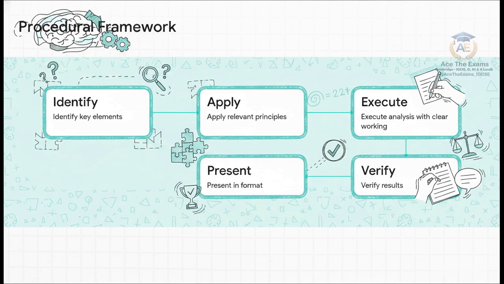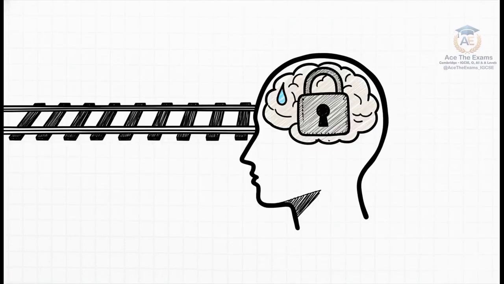of the entire solution. I challenge you right now to invent your own memory hack using the first letters of this sequence. Identify, apply, execute, verify, present. IAEVP. Write it down. Lock this acronym into your mind right now.